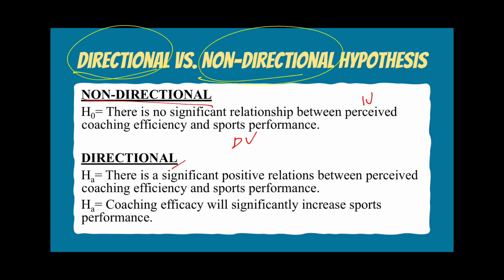But a directional hypothesis gives a guess or a prediction of the weight or the direction of the relationship. For example, there is a significant positive relationship between perceived coaching efficacy (IV) and sports performance (DV). It means that when perceived coaching efficacy is high, the sports performance is also high. Another way of saying this is coaching efficacy will significantly increase sports performance. Coaching efficacy is the IV, sports performance is the DV. And it is already directional because it tells you that the independent variable will increase the performance.